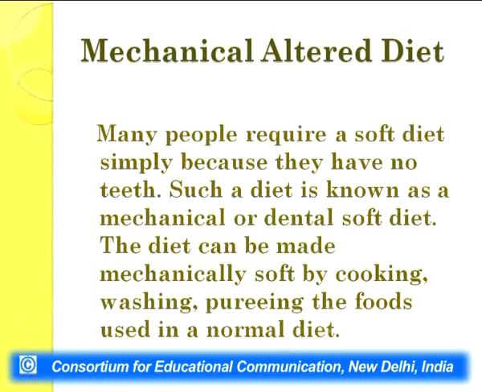There are some mechanically altered diets, and many people require a soft diet simply because they have no teeth. Such a diet is known as a mechanical or dental soft diet. The diet can be made mechanically soft by cooking, washing, and pureeing the foods used in the normal diet. We can blend the food and give it to the person who is having some problem related to teeth, or we can give boiled food just by mashing it with the help of a spoon.